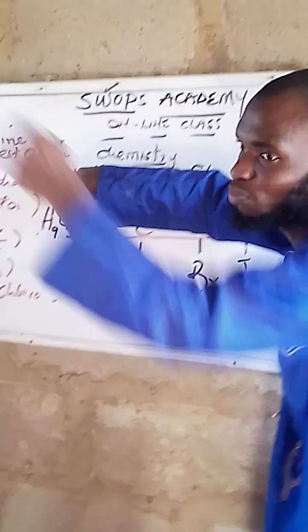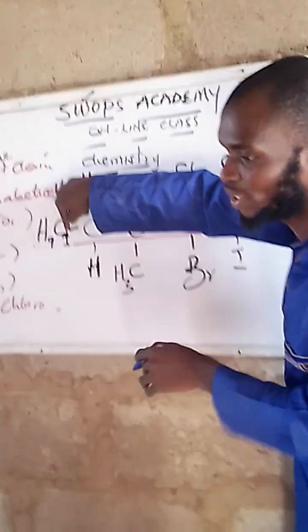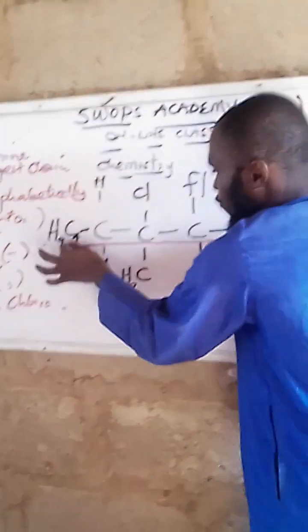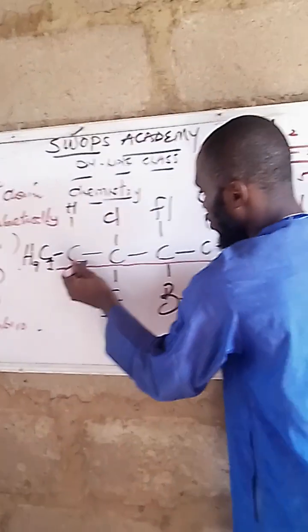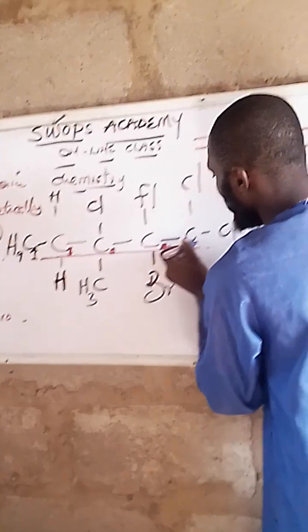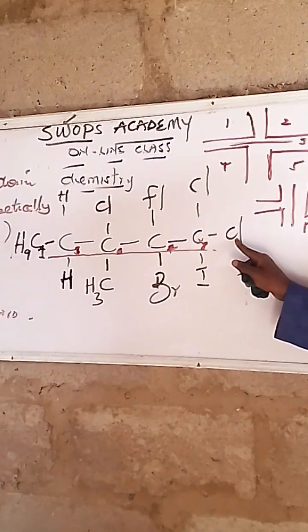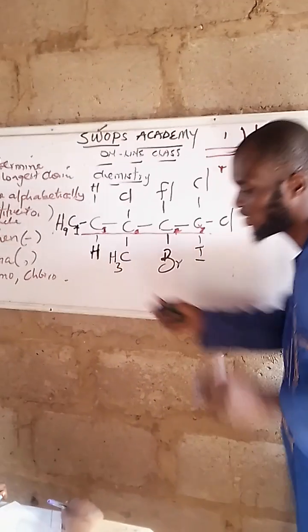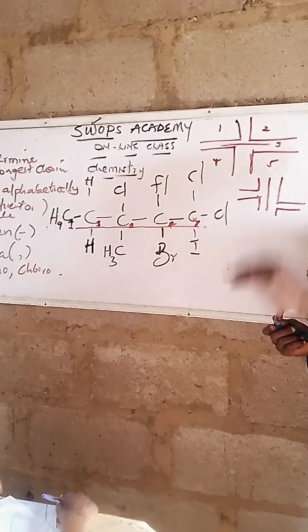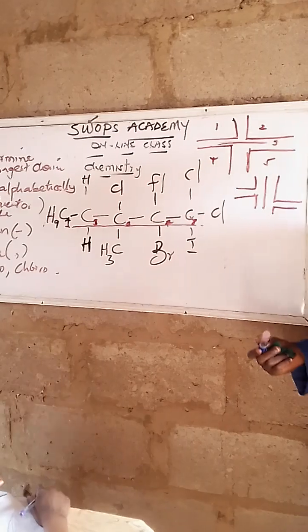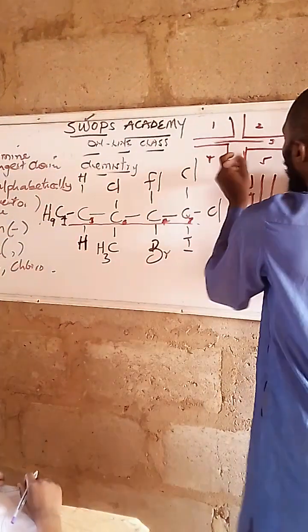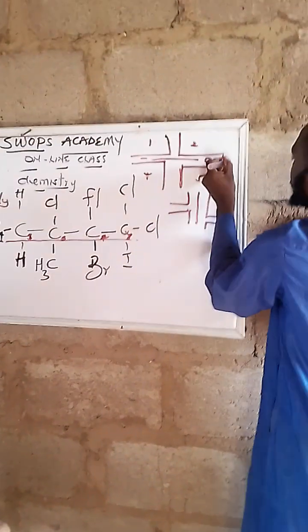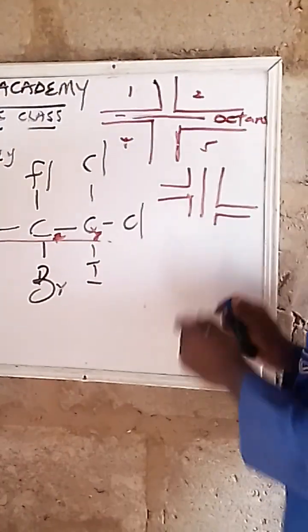They can break it, but they want to make it more complex. That is why they are not breaking it. Let's say this is 4, so they have put 4 there already. This will be 5, 6, 7, 8. Do we count this one? No, because it is chlorine. Now we have 8. When it is 8, what alkane is that? Octane. So this straight line is known as octane.